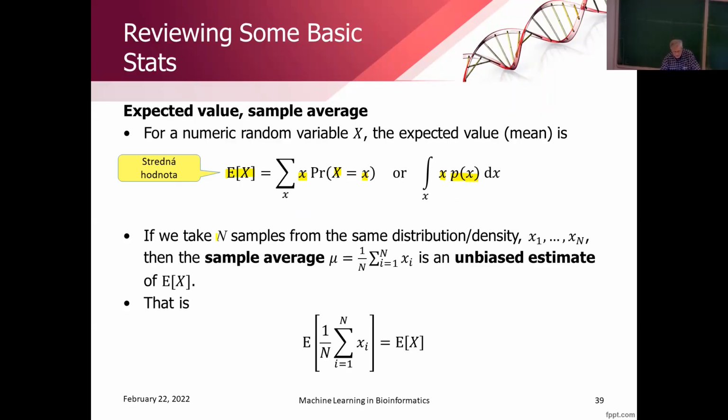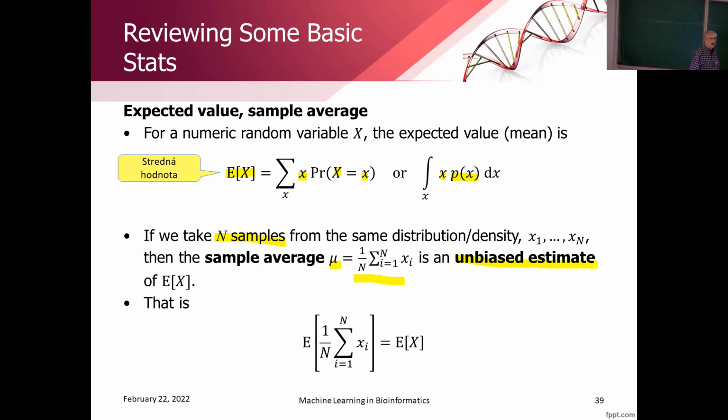If we have some samples, so we can measure the random variable, and we have capital N measurements, then we can estimate the expected value, and the estimate is the mean. So mu equals the sum of x_i divided by capital N, where capital N is the number of samples. It can be shown that this is a so-called unbiased estimate.